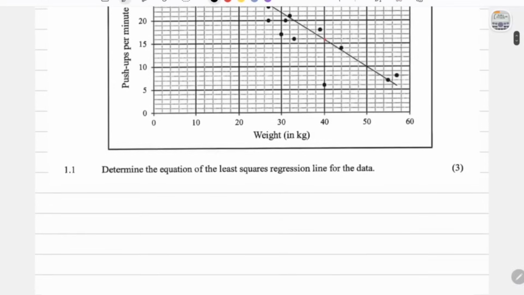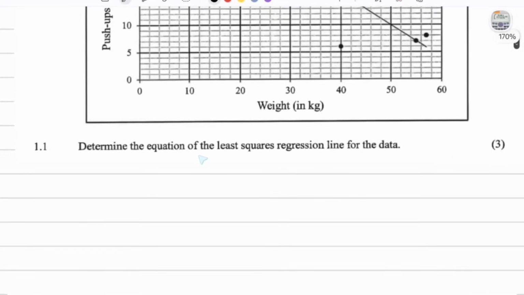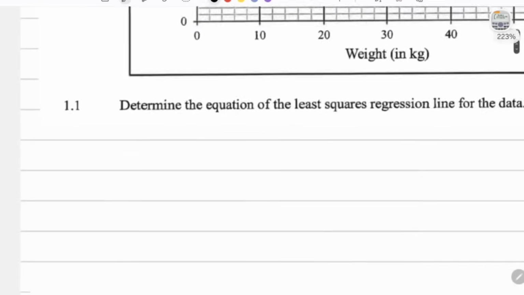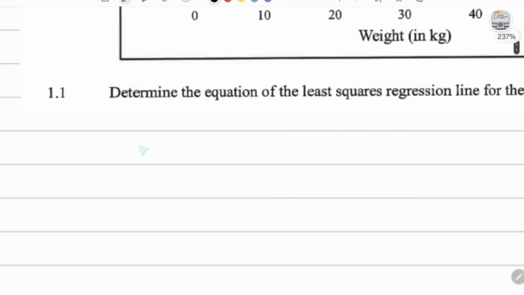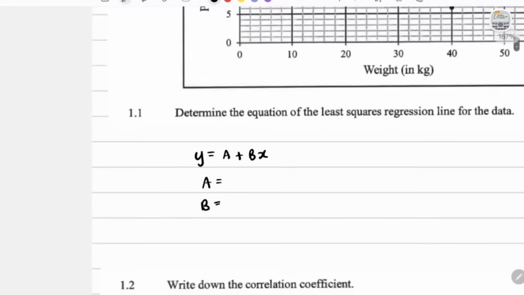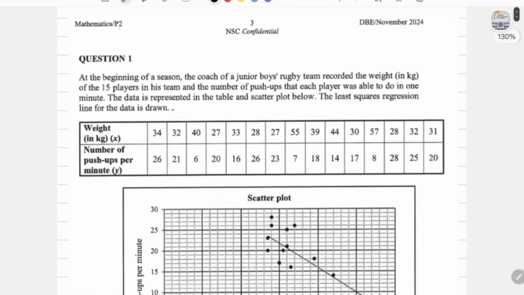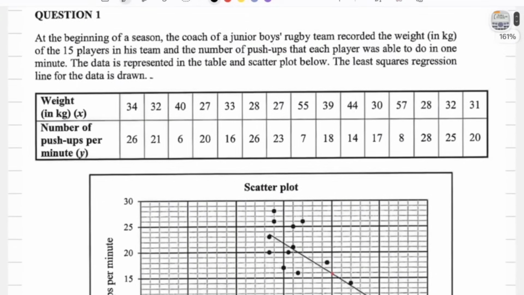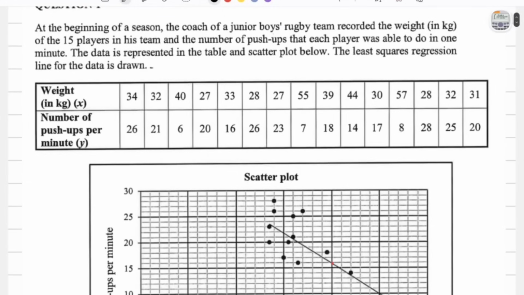Okay, the first question is, we need to determine the equation of the least squares regression line for the data. Okay, so to do this, remember that the least squares regression line equation looks like this: Y is equal to A plus BX. So all we have to find is the value of A and the value of B, and then our equation will be complete. Okay, and how do we find that? Well, we'll find that by putting these values in the calculator.